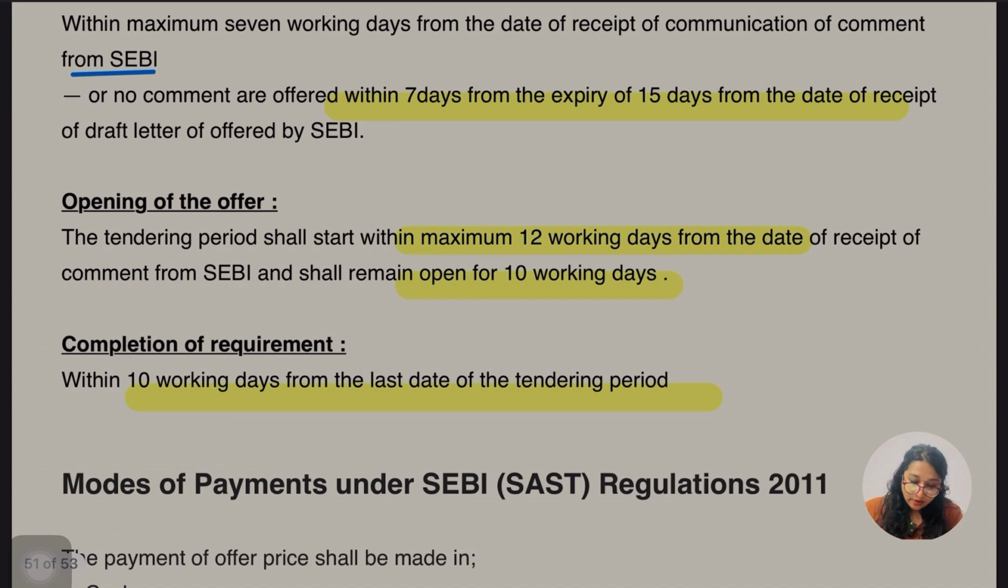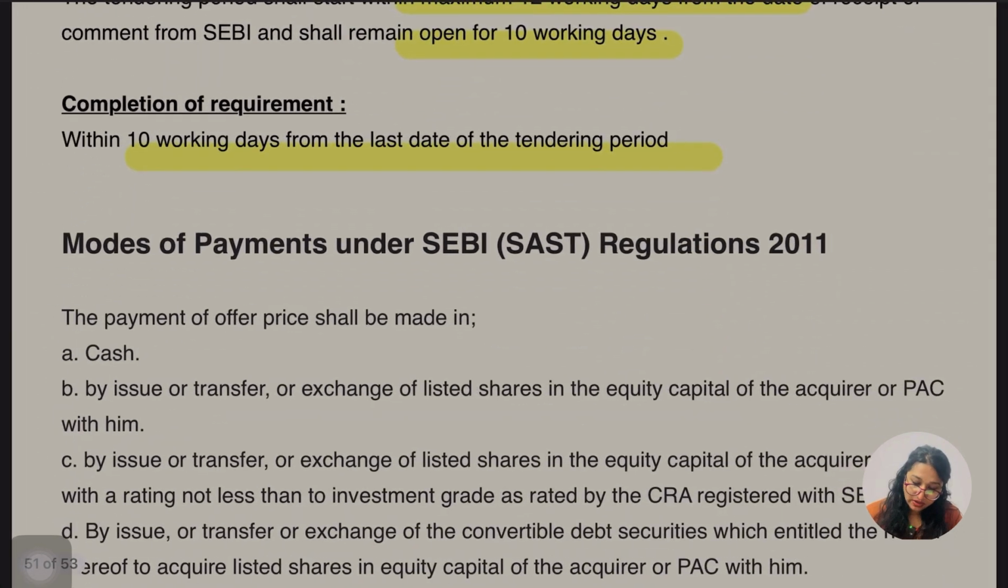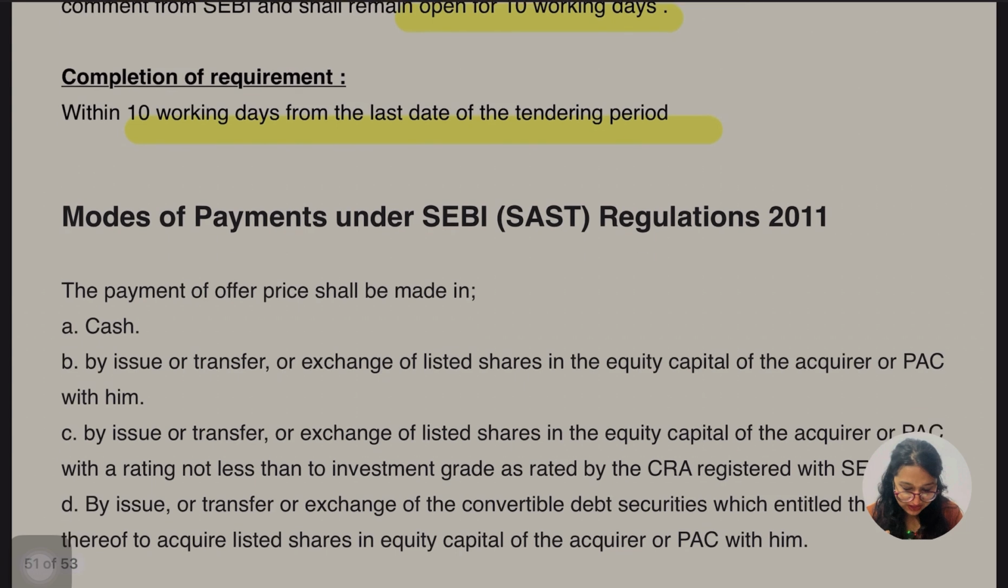Opening of offer: the tendering period shall start within a maximum of how many days? 12 working days from the date of receipt of the comments from SEBI and shall remain open for 10 working days. Completion requirement is within 10 working days from the last date of the tendering period. Hope everything is clear.